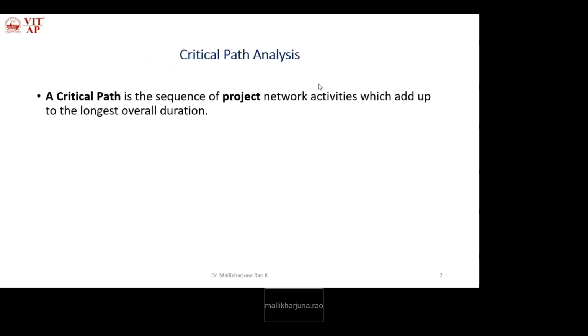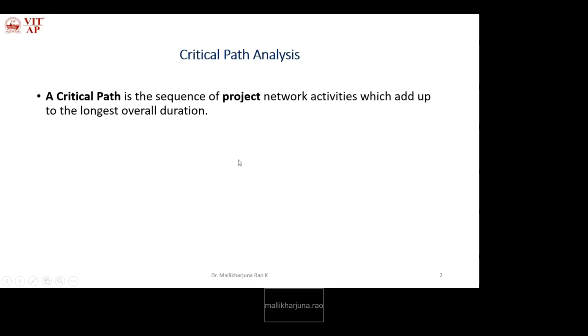A critical path is the sequence of project network activities which add up to the longest overall duration. So that is nothing but we are trying to find the maximum duration that we can spend on the project. Also, we are trying to find the critical activities that exist in project development. So what do you mean by critical activity? The activity which takes more time than planned is what is called a critical activity.